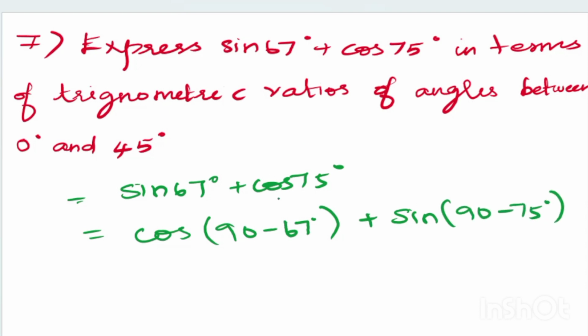Now, 90 minus 67 is 23. It is somewhere between 0 and 45, right? So we have done like this, 23 degree plus sine. What is 90 minus 75? It's 15 degree. So we have brought two different angles, that is 23 degree and 15 degree, which lie between 0 degree and 45 degree. So this is the answer for this sum.